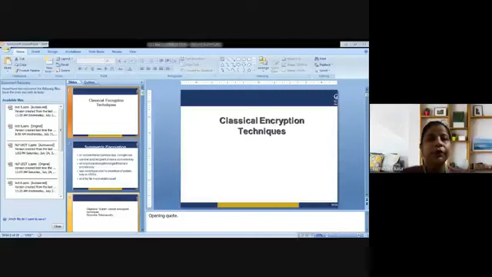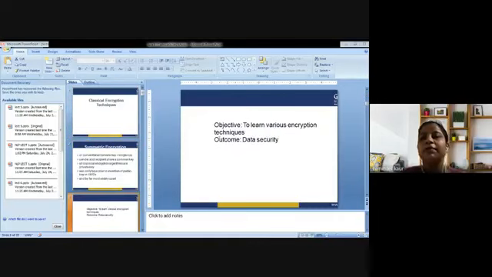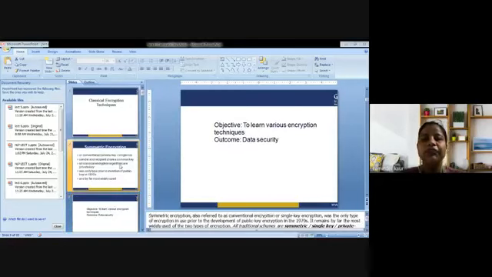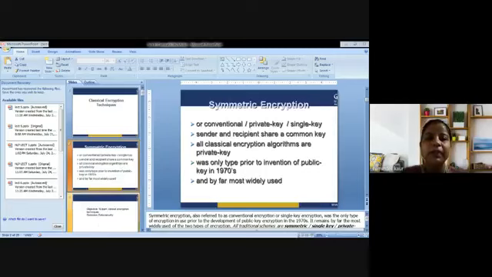Today I'm going to discuss classical encryption techniques in network security and cryptography fundamentals. So what are those techniques and what is the objective of learning the same? In that manner, we will learn various encryption techniques, and the outcome could be that higher data security could be achieved. So what is basically symmetric encryption?